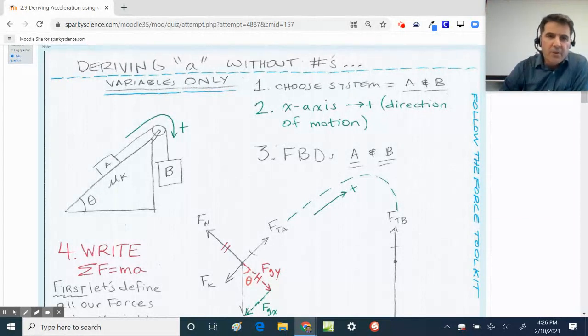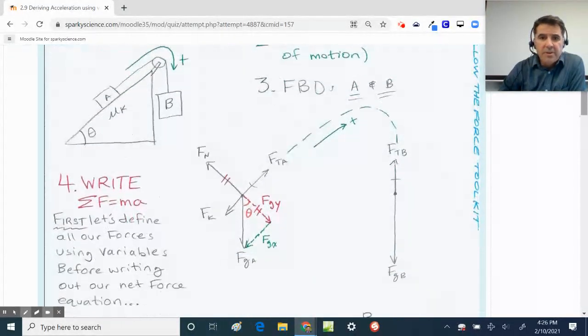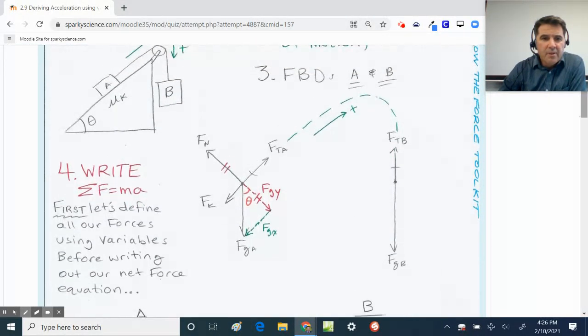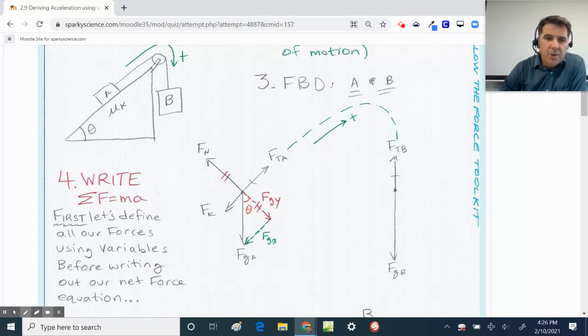The third thing we're going to do is draw our free body diagrams, and I'll draw one for A and one for B. As we go through here, start off by drawing the forces on them. The force of tension is going up the hill right here. And this block has the force of gravity down and a force of tension up.